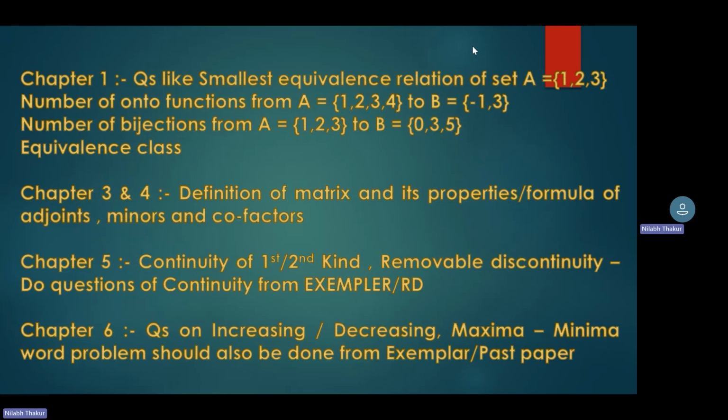The formulas of adjoint, minor, and cofactors may be asked in the assertion and reasoning questions. In chapter number 5, continuity of first and second kind, removable discontinuity need to be revisited.